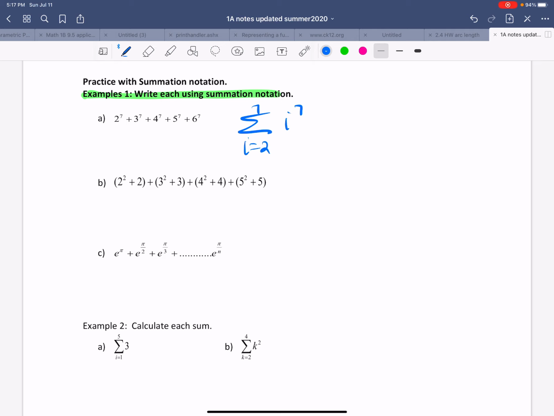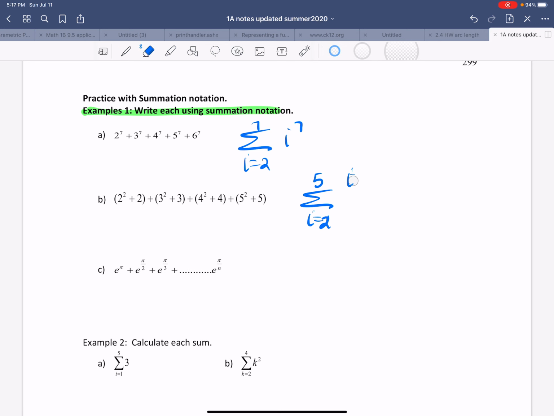Next example, part B, we have 2 squared plus 2, 3 squared plus 3, 4 squared plus 4. So that would be i equals 2 to 4 of i squared plus i. Next, we have e to the power pi plus e to the power pi over 2 plus e to the power pi over 3, all the way up to e to the power pi over n. That is summation i equals 1 to n of e to the power pi over i.